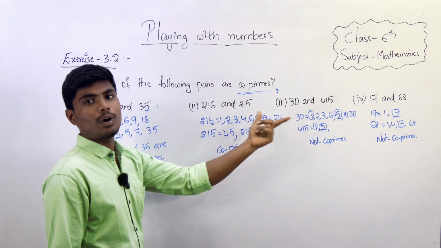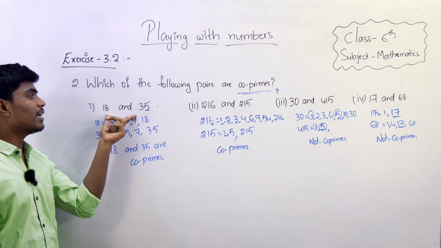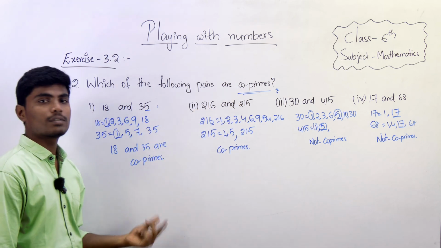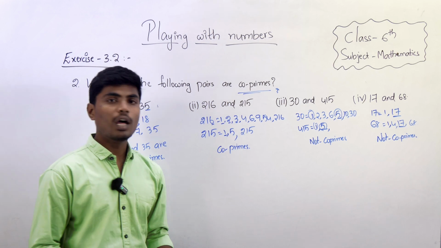Among these pairs, what are the co-primes? Only 18 and 35, and 216 and 215 are co-primes. And the remaining 2 are not co-primes.